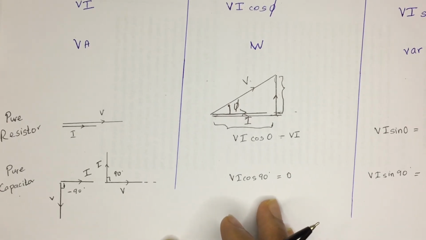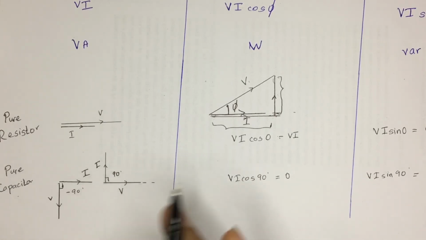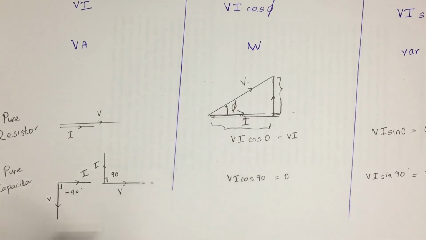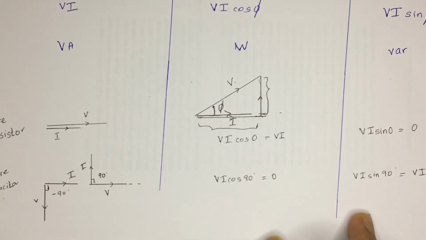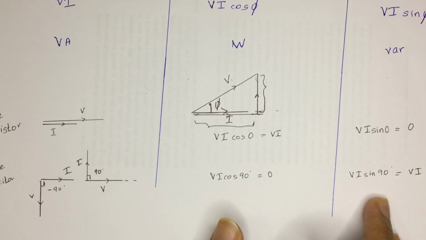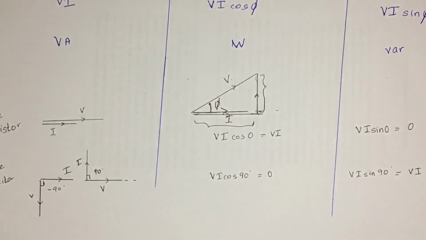For a pure inductor, if you use minus 90, you will be getting 0 for the active power for that inductor too. We know it's not going to dissipate the power. It's going to store and return it, so it's going to have only reactive power. If you substitute the value VI sin minus 90, we knew that it's going to return the answer in minus, which means minus VI.